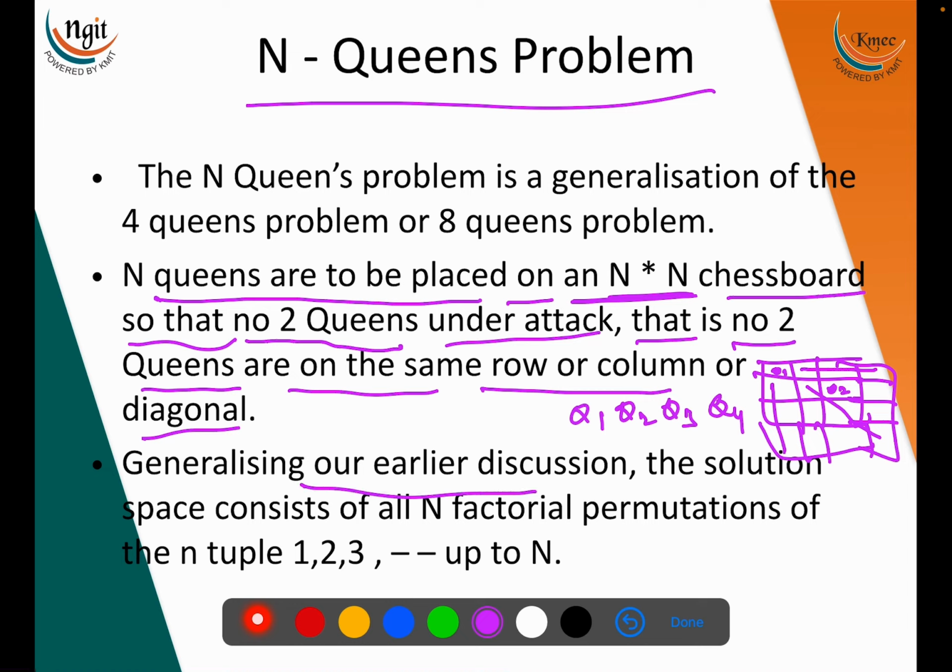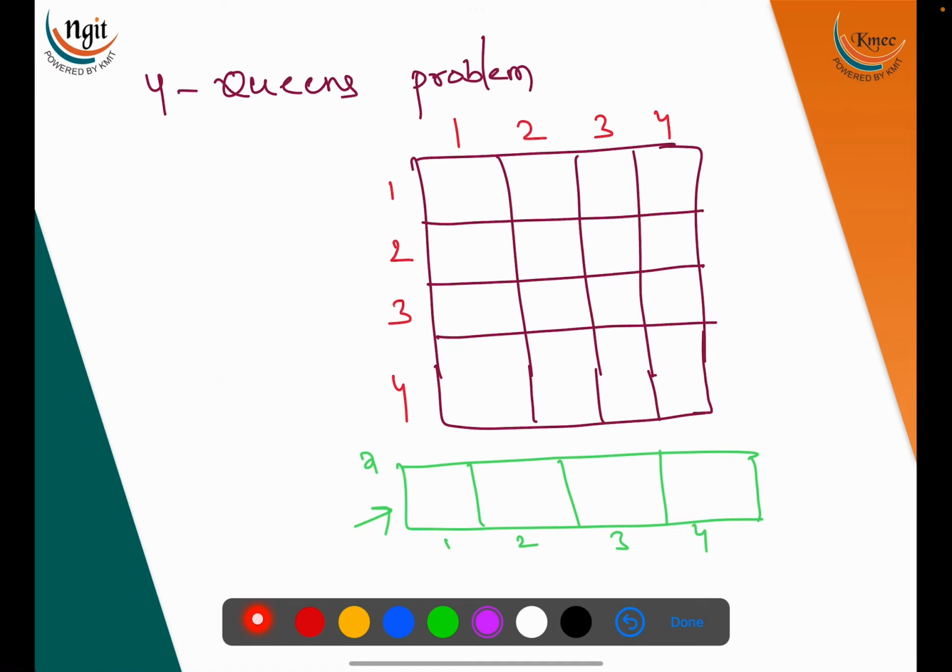Generalizing our earlier discussion, the solution space consists of all n factorial permutations of the n tuple 1, 2, 3 up to n. We discussed in the previous example how the backtracking state space tree can be constructed. Now, a standard chessboard will be 8 by 8, but for the size of the problem, we have taken 4 by 4 and 4 queens are given.